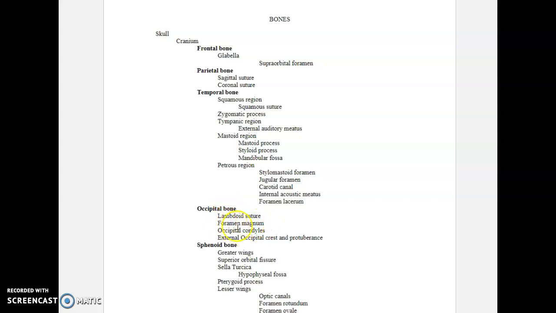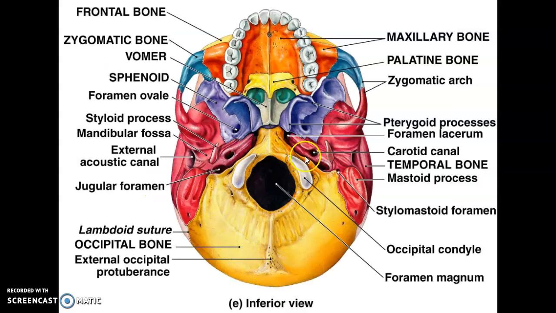Let's look at the lambdoid suture, the foramen magnum. We'll go ahead and mention that one, it's so big. Occipital condyles and external occipital crest and protuberance. Okay, again, here's our occipital bone. You can see this big hole here, again, where your brain and your spinal cord meet, called the foramen magnum, the large hole. Okay, extending from that to kind of a little bump you can probably feel in the back of your head. This is the external occipital protuberance, and this area leading to it is the occipital crest.